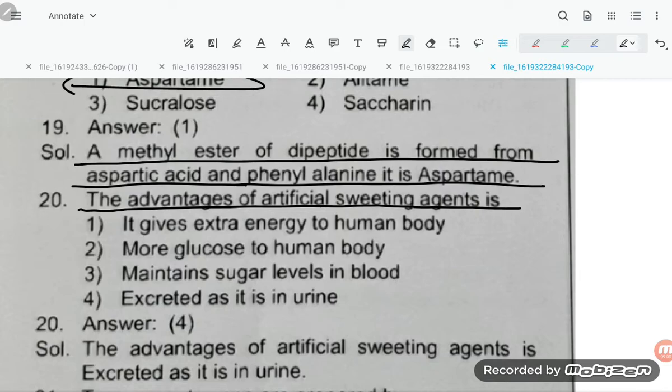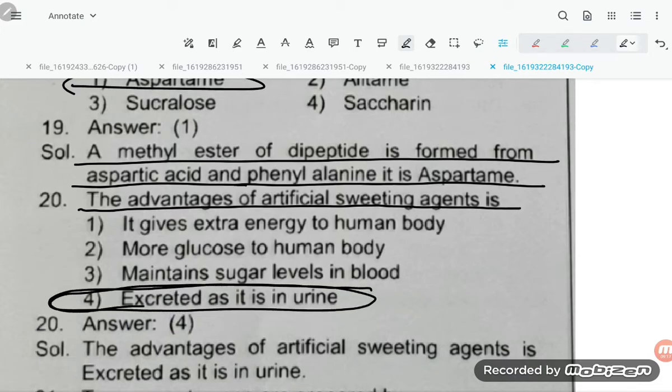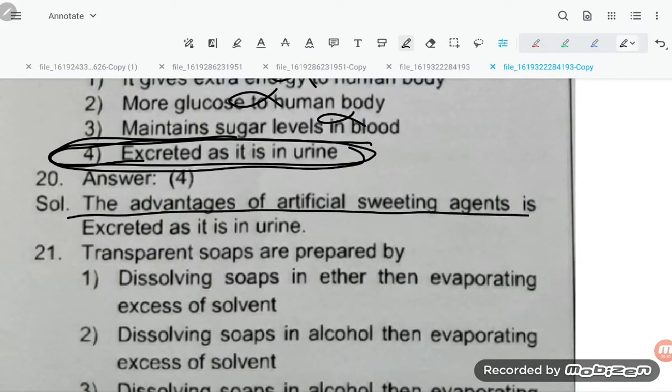The advantage of an artificial sweetening agent is that it is excreted as it is in urine. So it is not giving calories, it is giving only sweetness. It gives extra energy, wrong. More glucose, wrong. Maintaining sugar level in the body, that is all wrong. The advantage is that it is excreted as it is in urine.